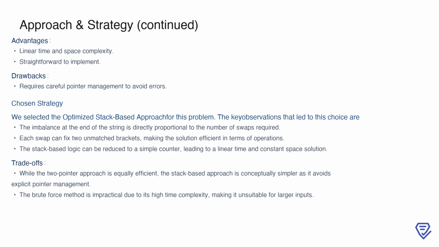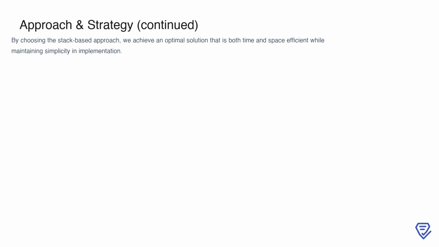While the two-pointer method is equally efficient, avoiding the explicit management of pointers adds to the appeal of the stack-based approach. By selecting the stack-based approach, we ensure a solution that is both time and space efficient while maintaining simplicity in implementation. This method effectively balances the trade-off between performance and ease of coding, making it the optimal choice for this problem. It avoids the pitfalls of the brute force approach's high time complexity and reduces the likelihood of errors associated with the two-pointer technique. As a result, we achieve an elegant and practical solution to the problem of minimizing swaps to balance a string of brackets.